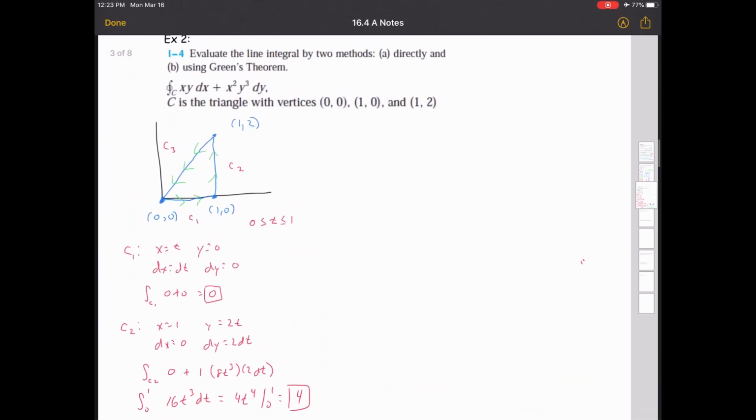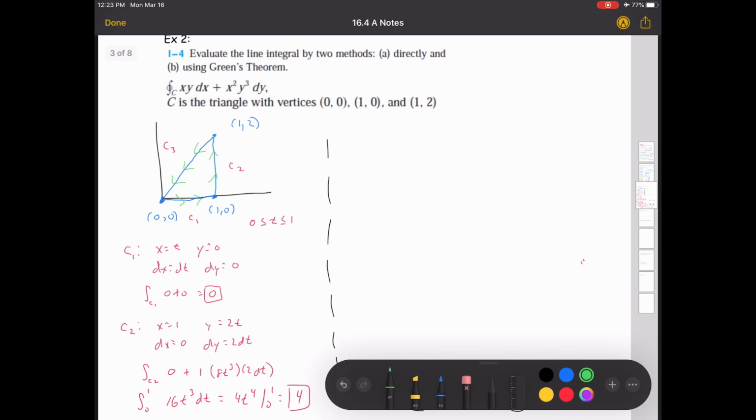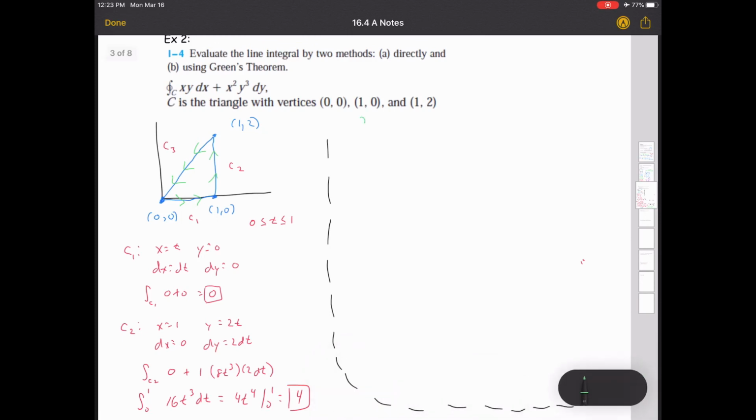Let's go all the way back up here, and now we're going to do Green's theorem. And again, we're going to show how short this is. So, Green's theorem, once again, integral over a closed curve of p dx plus q dy is going to be the same thing as the double integral over d of dq dx minus dp dy dA.